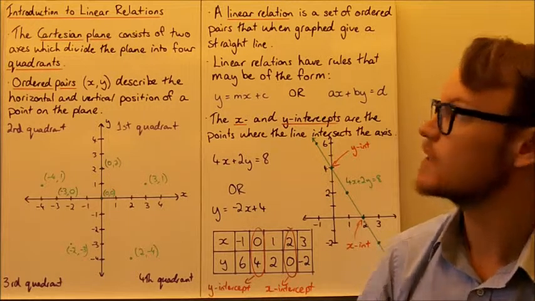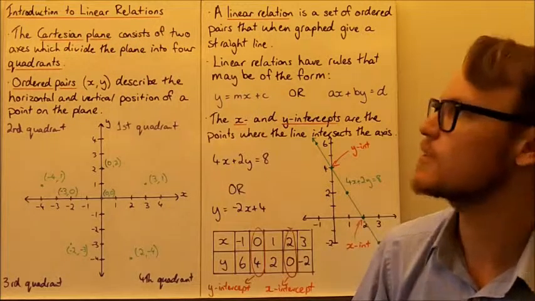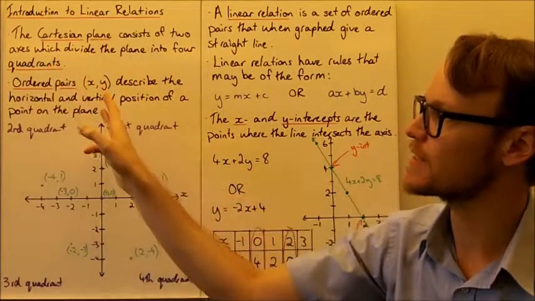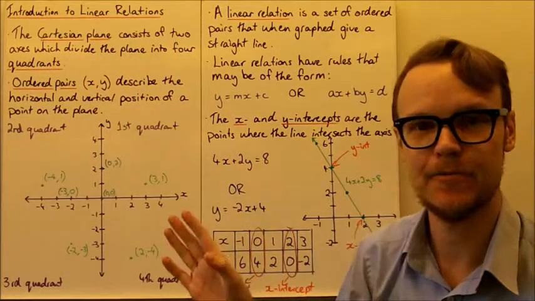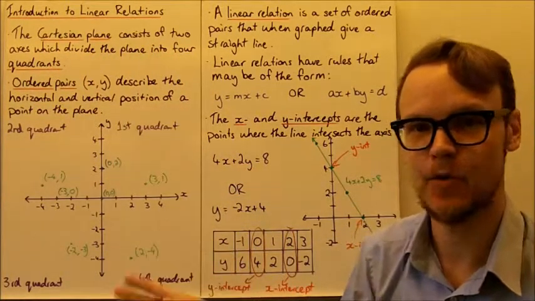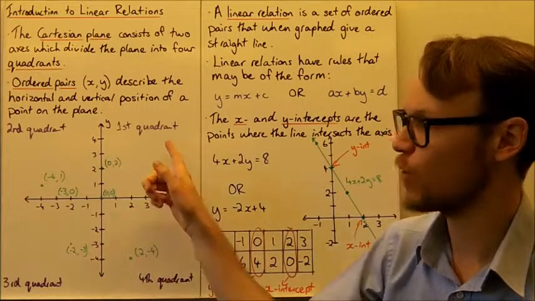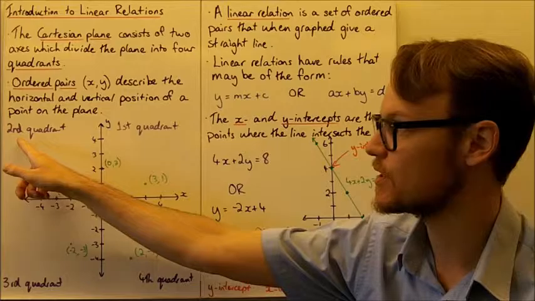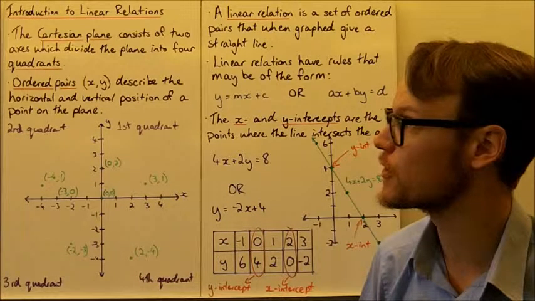Today we're going to look at introducing linear relations. Recall that the Cartesian plane consists of two axes which divide the plane into four quadrants. So we've got the x-axis that runs horizontally and the y-axis that runs vertically. The four quadrants start in the top right-hand corner. It's the first quadrant, second quadrant, third and fourth.